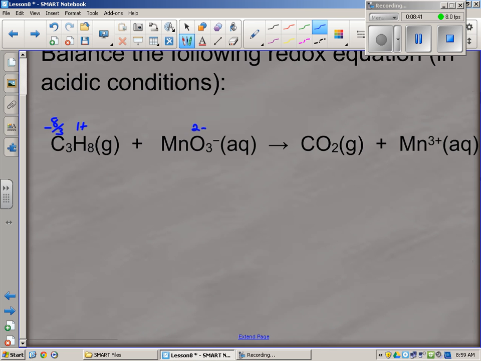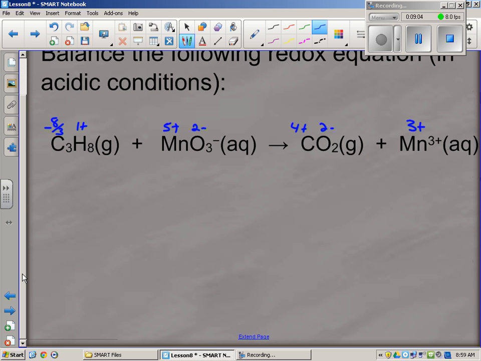This is a 2 negative here, so that's 6 minus. This would have to be a 5 positive to get my -1 charge. This is a 2 minus here, so that's a total of 4 minus. This would have to be a 4 positive. And of course, Mn3+ would be a 3 positive. Okay? So, same thing.